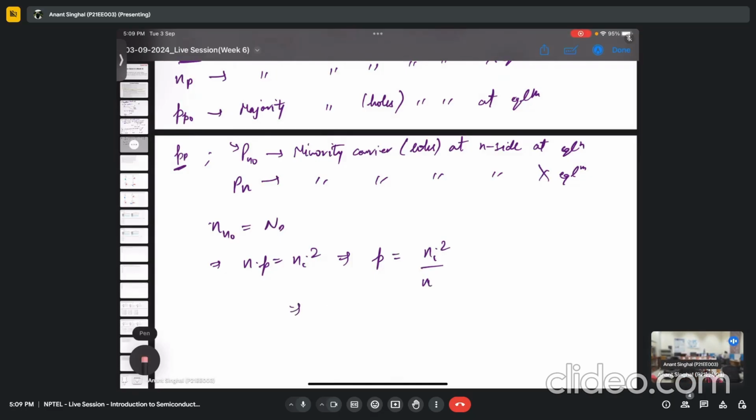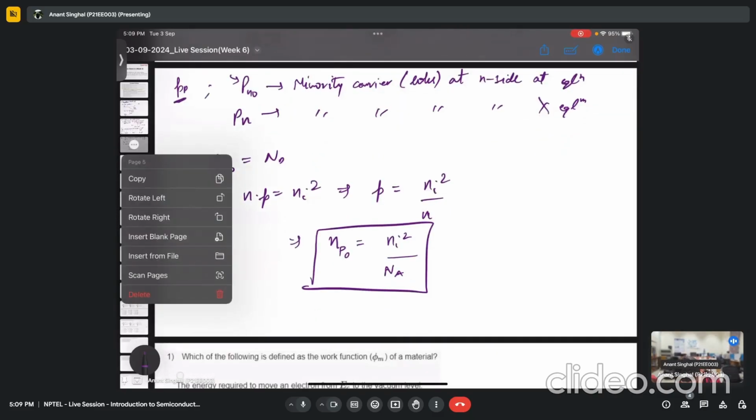The electrons at the p side will be the minority carrier. So it will be nothing but ni squared over Na, at equilibrium again.